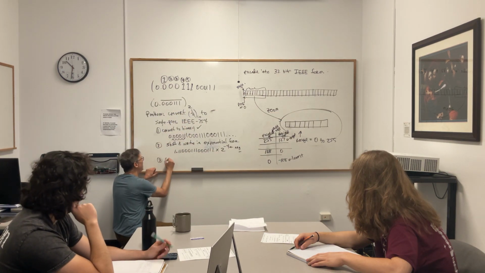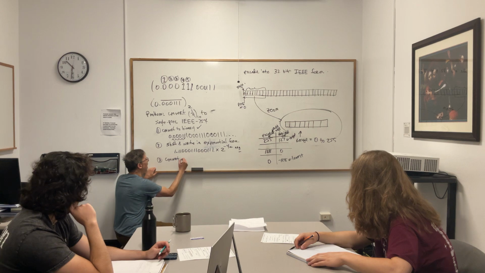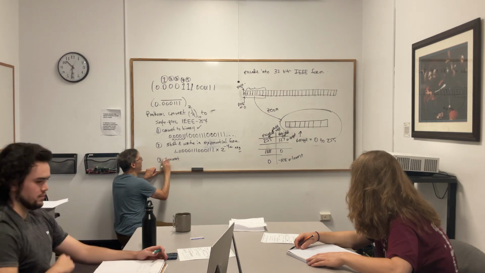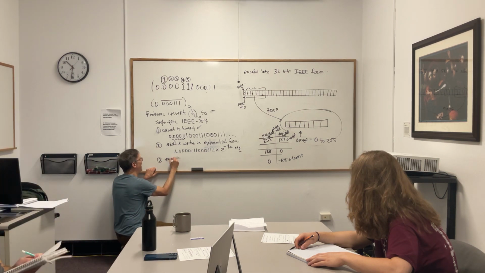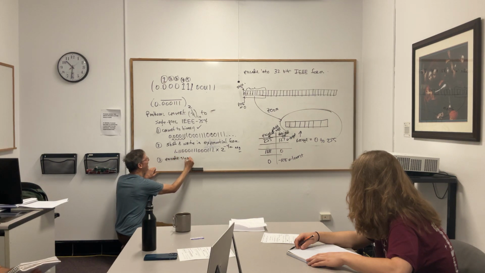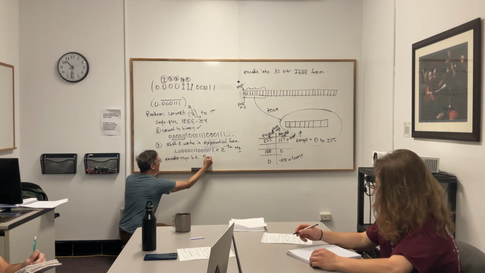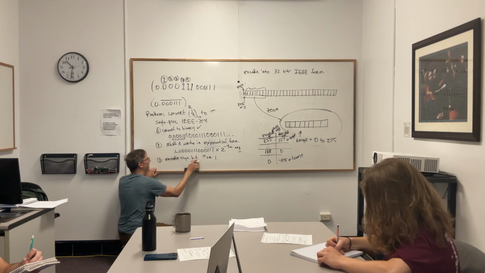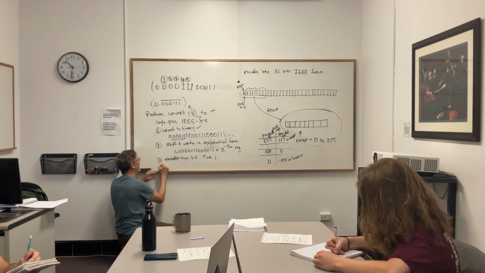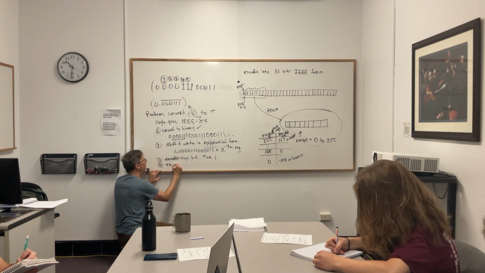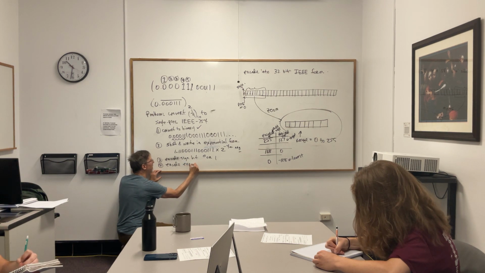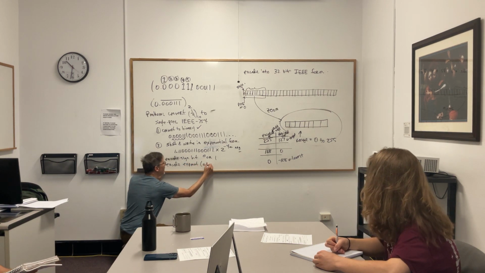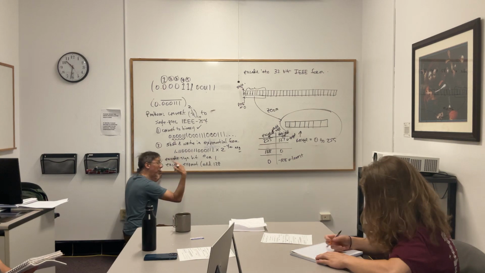Step 3, encode the sign bit: 0 or 1, positive or negative. Step 4 is encode the exponent. So add 128 and then convert to binary.